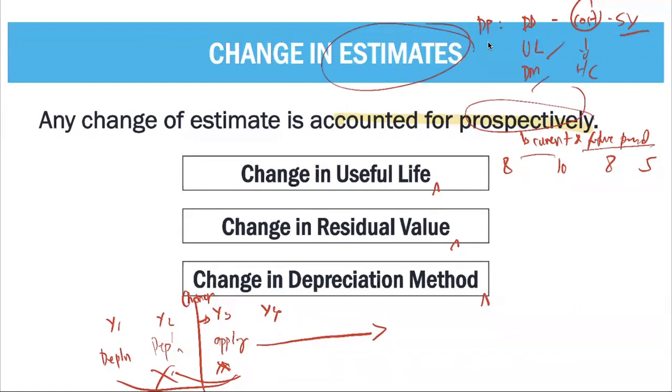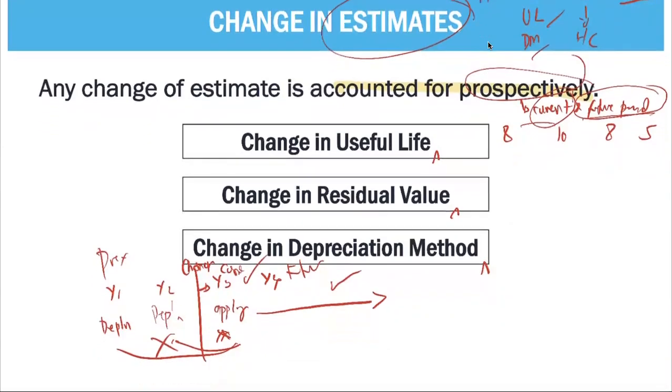So if ever you have a change in useful life, residual value and depreciation method, we account for it prospectively, meaning you do not apply it in the previous period. You will only apply it for the current and future period. So this is the previous, year 3 is the current, year 4 is the future period. Not applied in the previous, applied in current, applied in future period. That is your change in estimates.